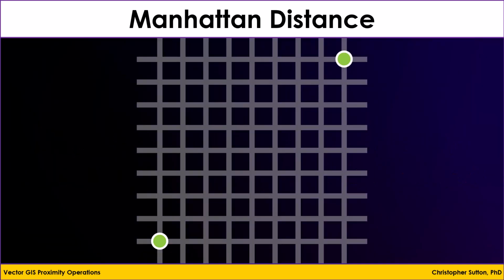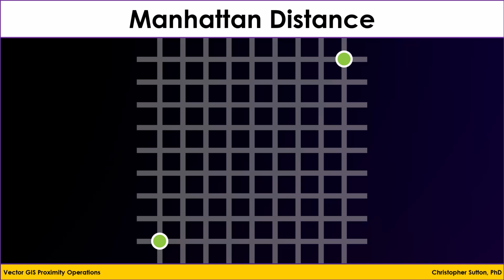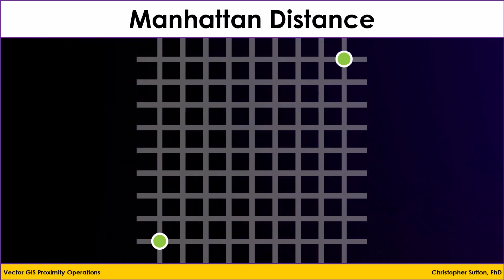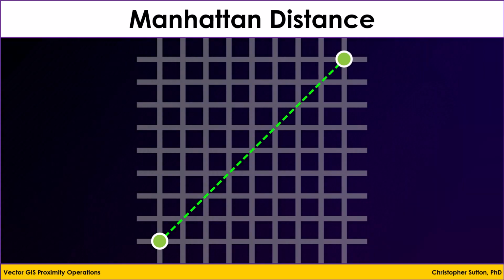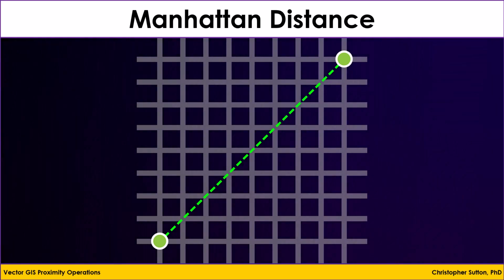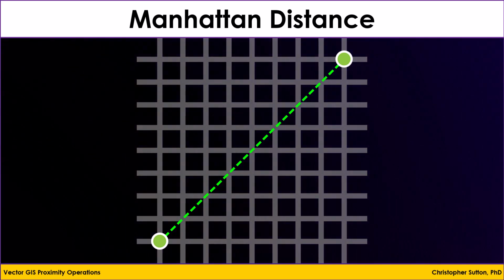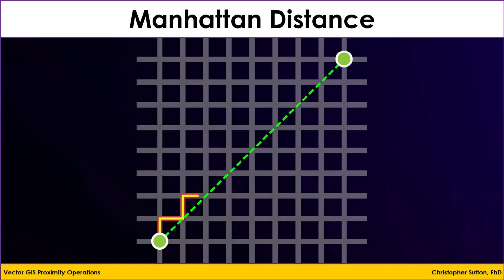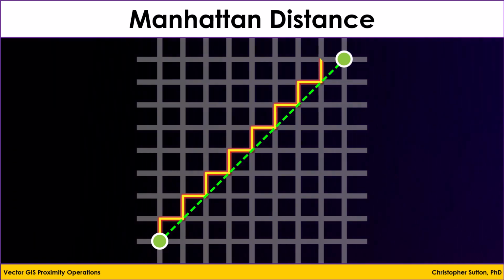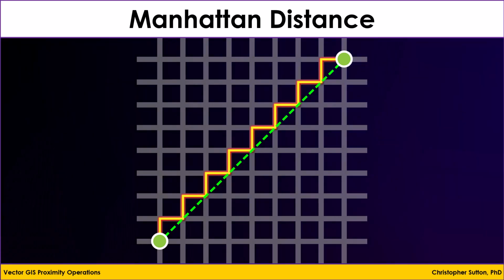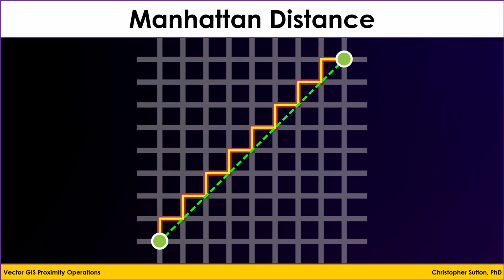Here we can see 2 points that exist in a space where we have a regular grid. The straight line distance between these two features is represented by this dashed line. If the lines of this grid are actually streets and this is a city, we can't travel between the 2 points in a straight line. We have to use the streets. Manhattan distance is the calculation of distance along the network between the 2 points. This image shows the Manhattan distance on a regular grid.